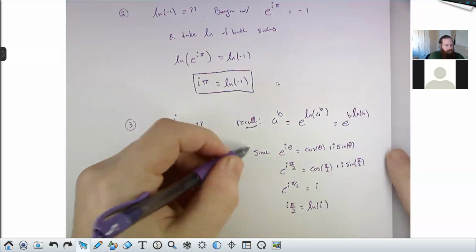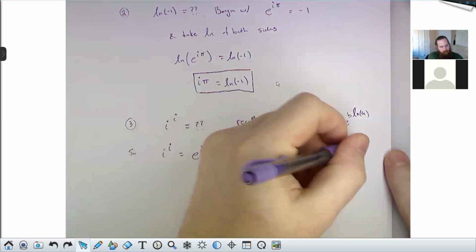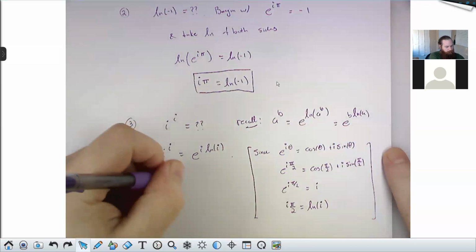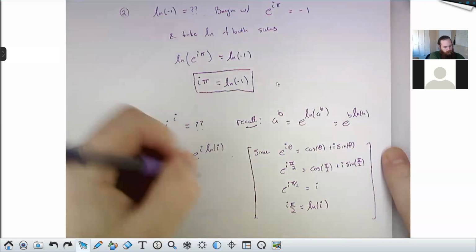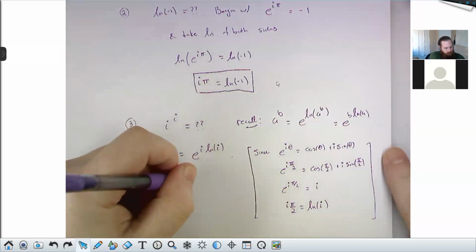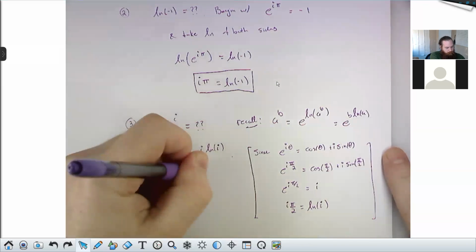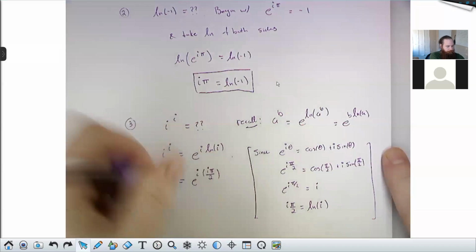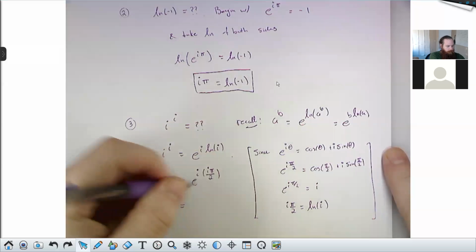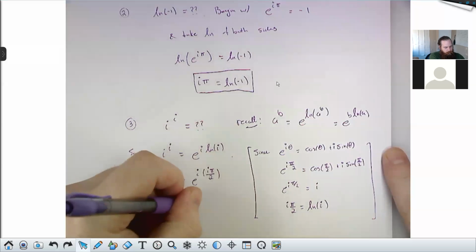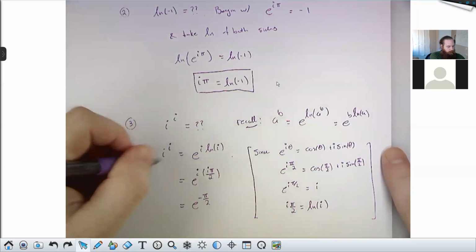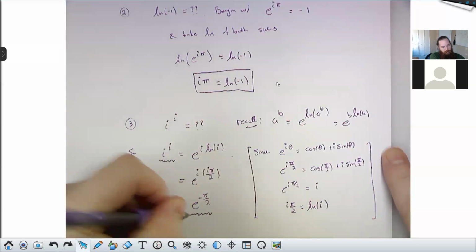So all of this is like side work. So now the natural log of i is i pi over 2. So this is e to the i times i pi over 2. And now i times i is i squared, that's -1. So this is e to the negative pi over 2. So i to the i, this thing, is equal to e to the negative pi over 2. It's a real number.